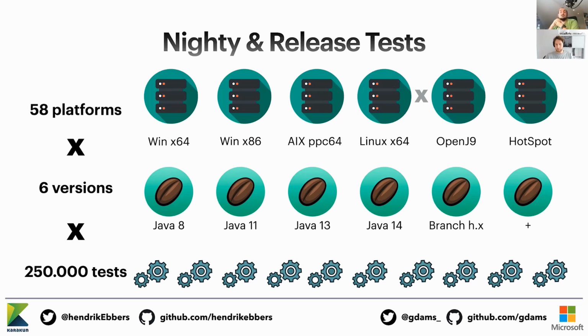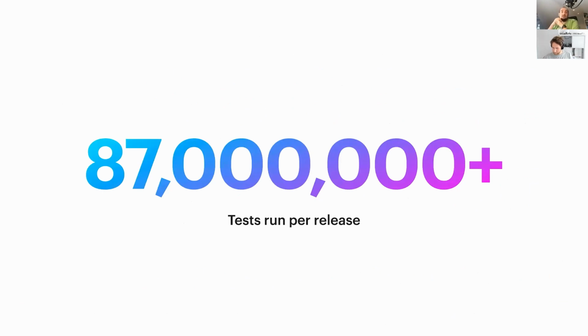And for all those builds, we execute tests. There are currently around 250,000 tests that are executed. And this means that for a release or for a nightly build, we execute like 87 million tests.